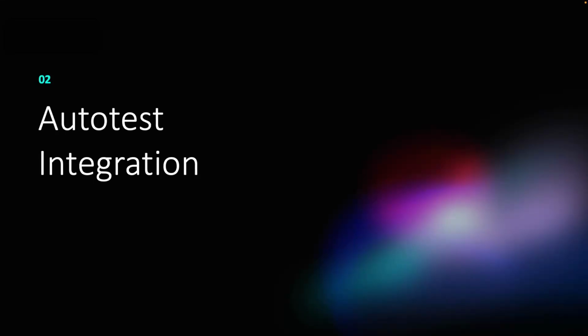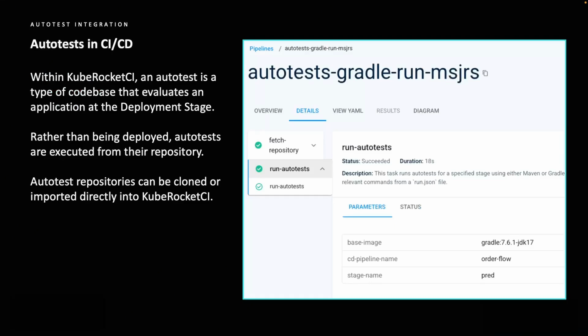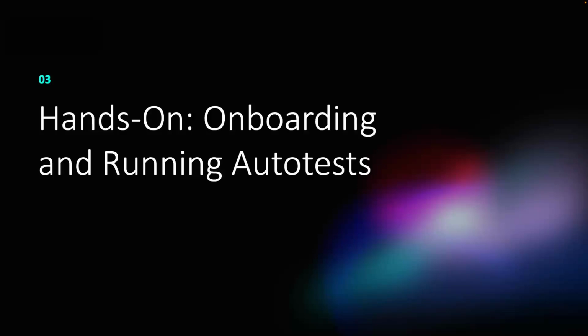Let's see how autotests are integrated in CI/CD platforms. In KubeRocketCI, an autotest is a code-based type that inspects an application on a deployment stage. Autotests are not deployed to any container and launched from the respective code repository. A repository without a test can be either cloned or imported to the platform. Now that we learned enough about autotests, let's set them up in the platform.